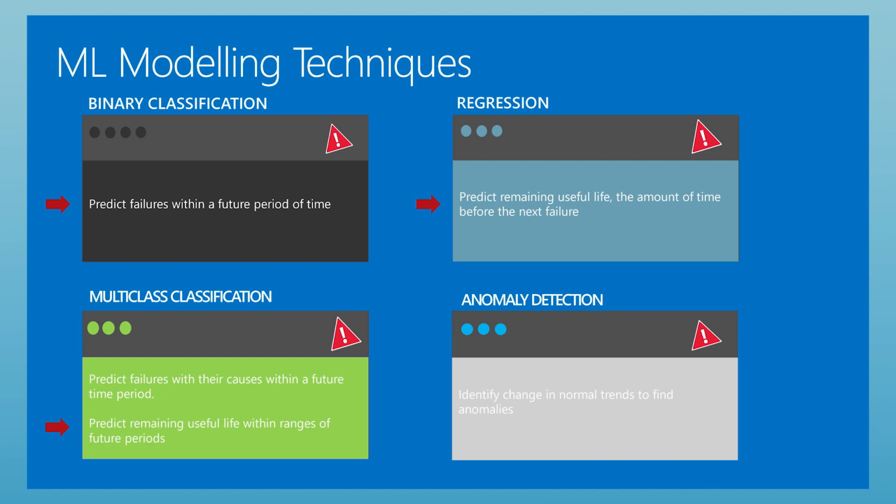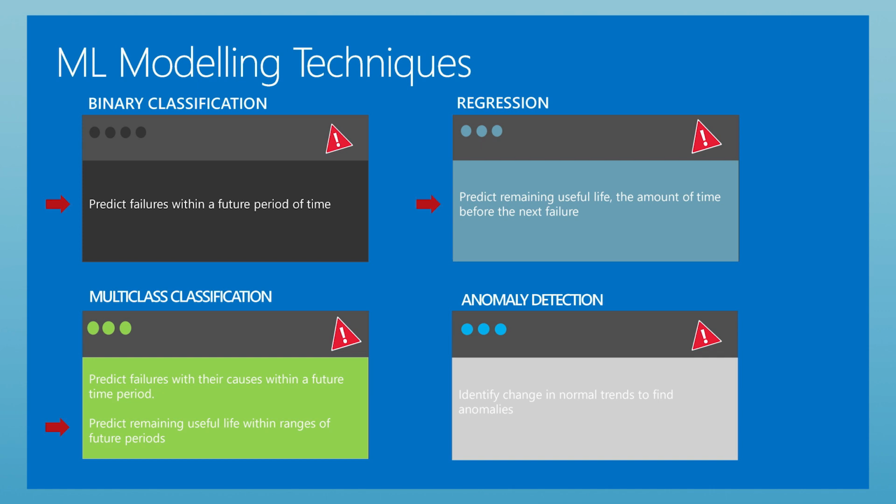And then for multi-class classification, we want to ask whether this aircraft engine is going to fail within these different ranges of future time period. So essentially, we divide the future time period into several periods to answer the question of whether the failure will occur in one of these time ranges. And then we also formulate the problem as a regression model.